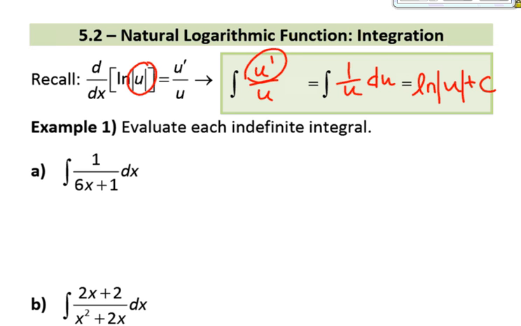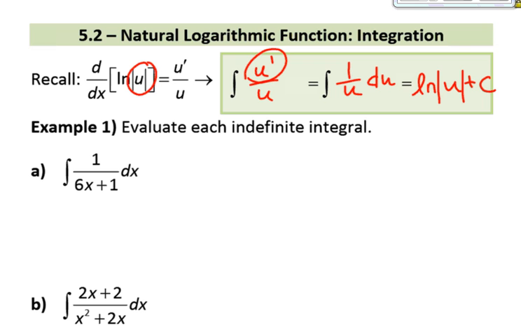However, when you integrate something that has natural log as an answer, you have to have absolute value around that u. Because whatever that function was, u, it might not have had the same domain as natural log, where x only had to be greater than 0. So you have to make sure that whatever is inside there is greater than 0.